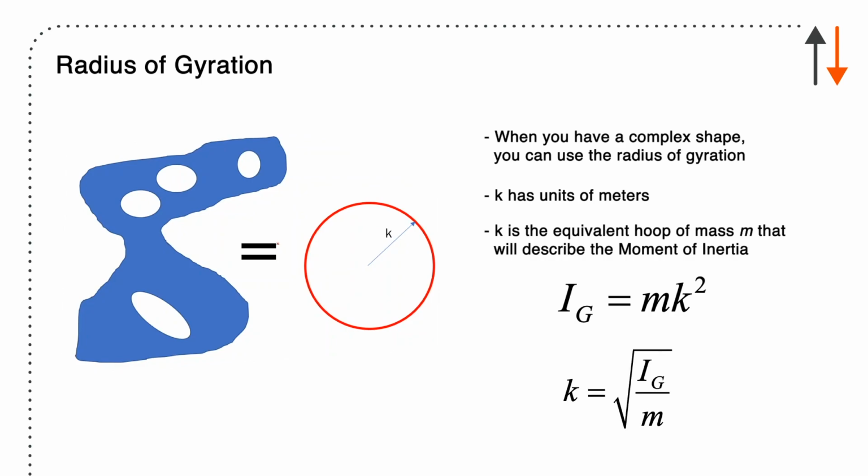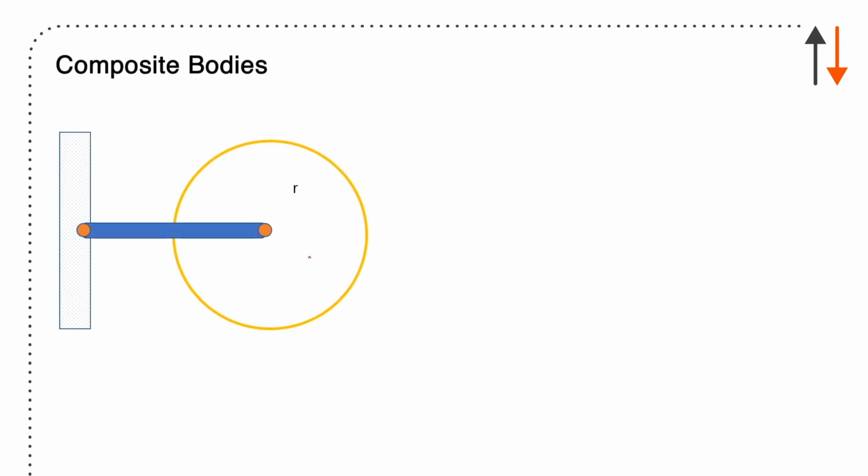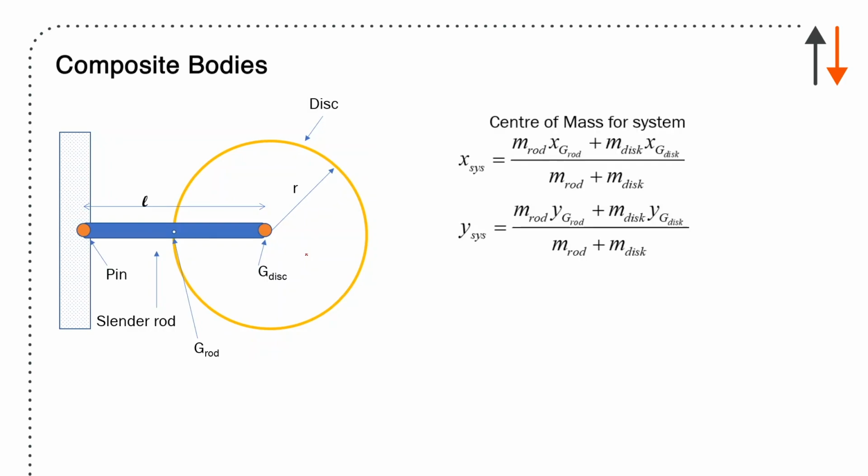k is equal to the square root of Ig over m, and it has units of length, usually meters. The other thing that you've done at this point is look at composite bodies. These are bodies that have different components, say, for example, a slender rod and a disc. The slender rod has length L, and the disc has radius R. The center of mass of the rod is given here, and the center of mass of the disc is the geometric center. It's all pinned at some point at an end, and that's in a wall.